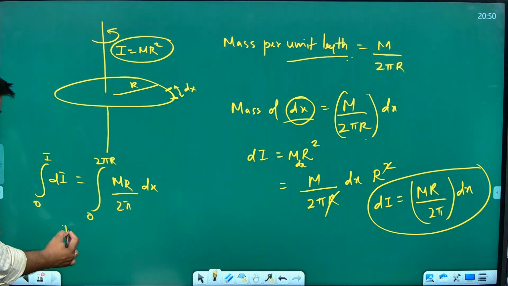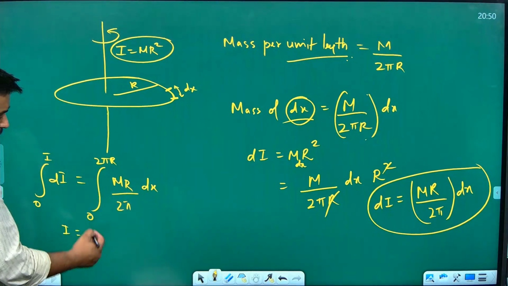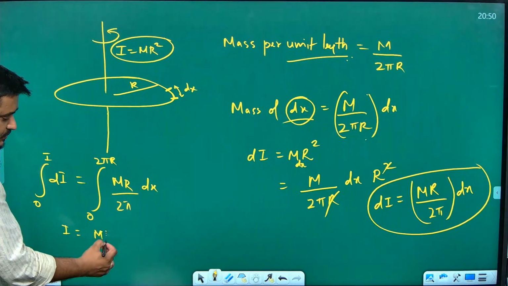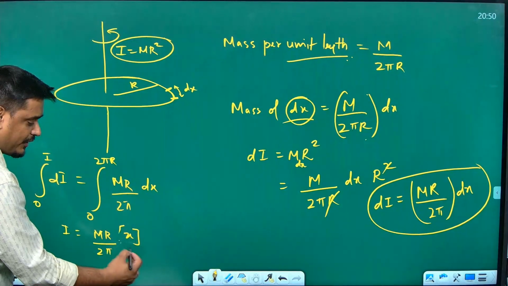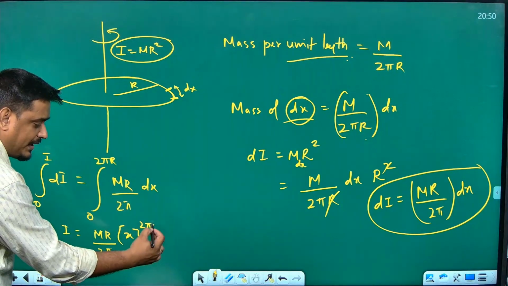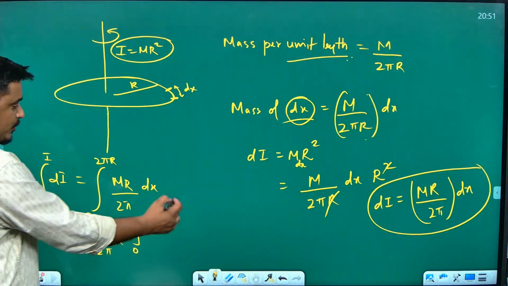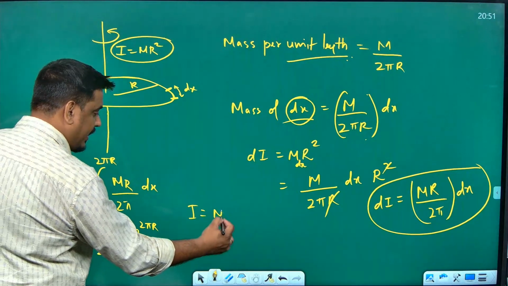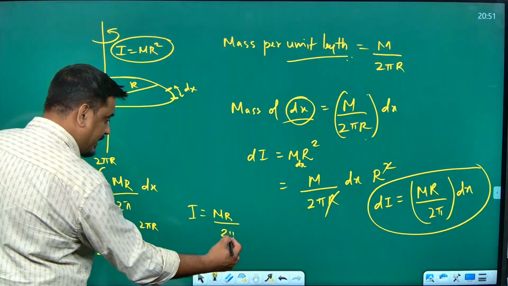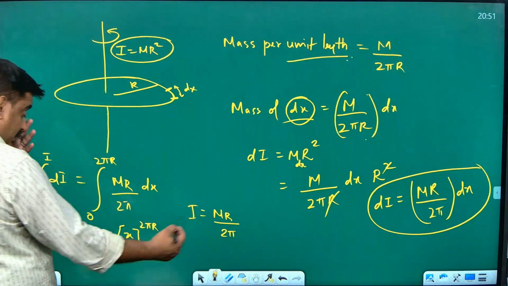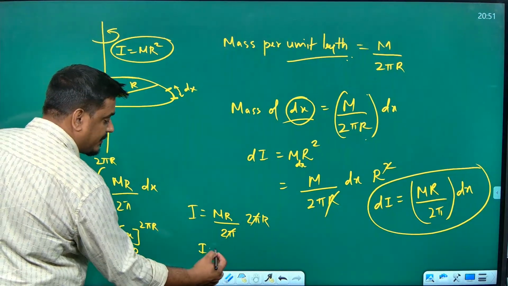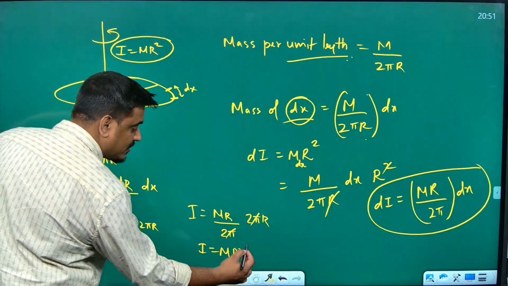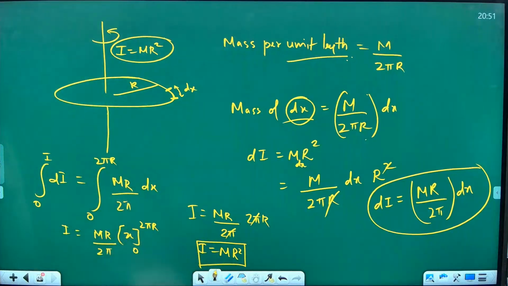dI will become I, and here M r by 2 pi will come outside. And what is the integration of dx? x. Limit from where to where? 0 to 2 pi r, upper limit minus lower limit. So I am going to get I as M r by 2 pi into 2 pi r. The 2 pi gets cancelled. What is I? M r squared, came, no? I hope you are understanding this.